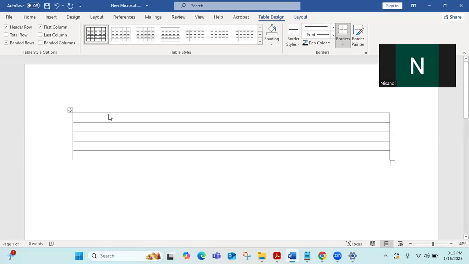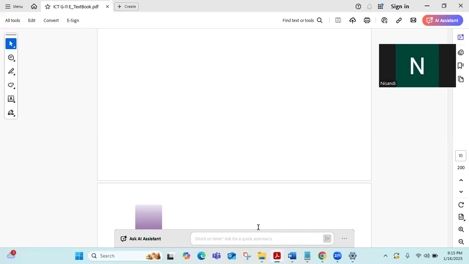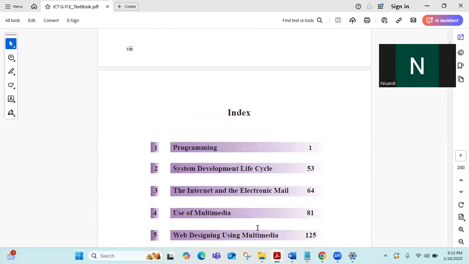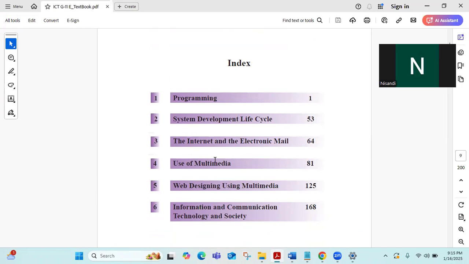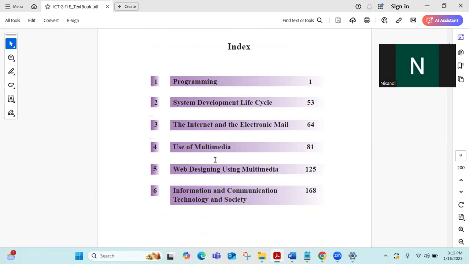So in your grade 11 syllabus, first you have programming, and second module is system development life cycle, and third is the internet and electronic mail, use of multimedia, again web designing, and information and communication technology society. So when you take the content of the syllabus compared to grade 10, it is very less syllabus. Okay. So then we will start with programming today.